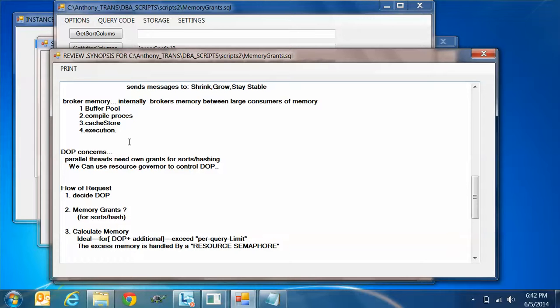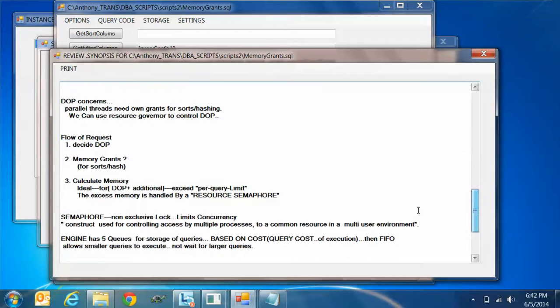Okay. Another concern as far as processing and memory grants would be the DOP, the degree of parallelism. If we have multiple threads processing and we're using memory grants, those threads also need memory for sorting and hashing, and that can increase our demand for memory. Let's talk about the flow of a request within SQL Server. It first must decide whether to use DOP, whether it's many threads or zero threads. That can be a concern to us because the more threads, it could use more memory for the sorting and hashing and deplete our memory and cause some internal pressure.